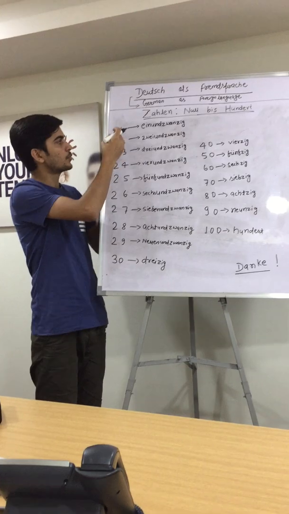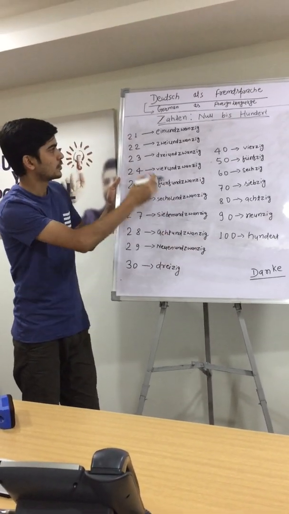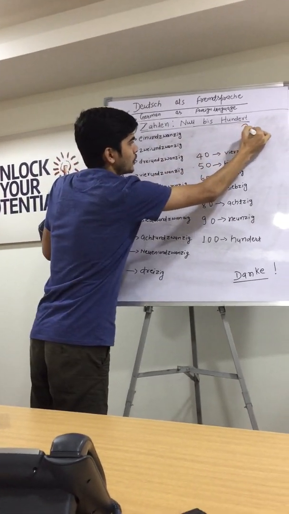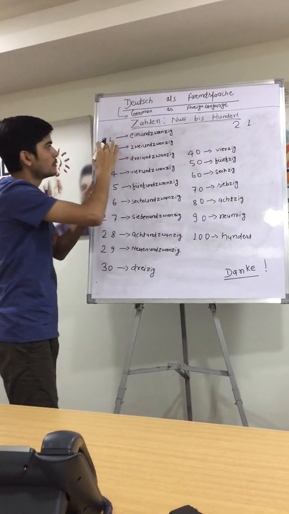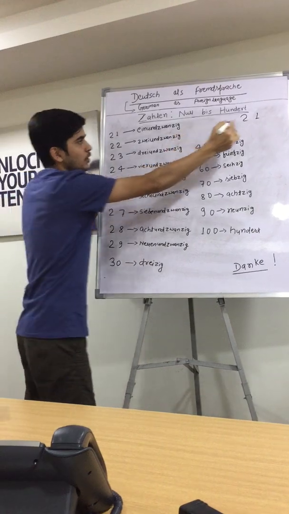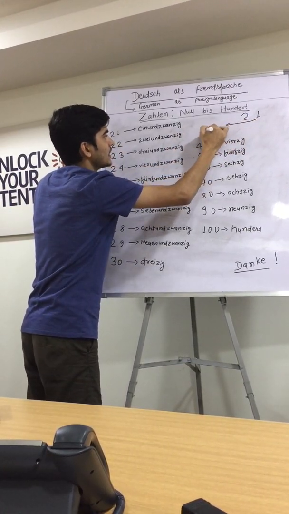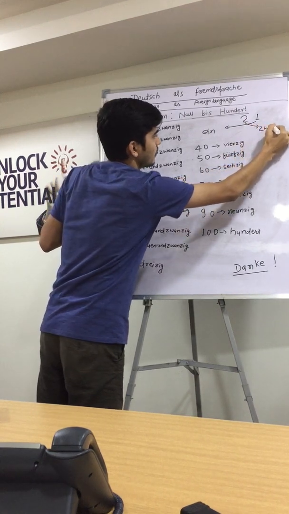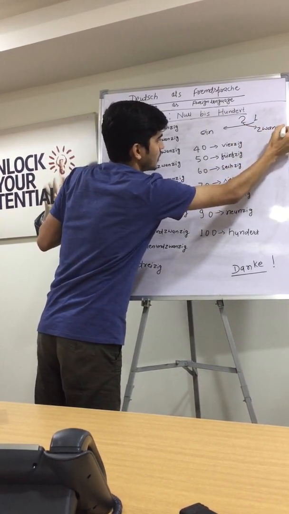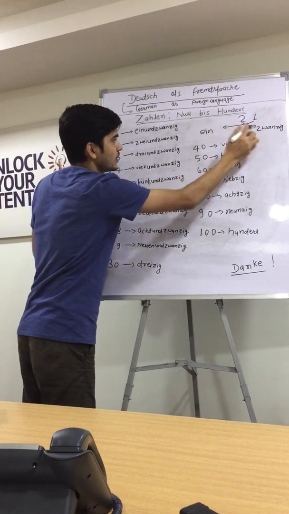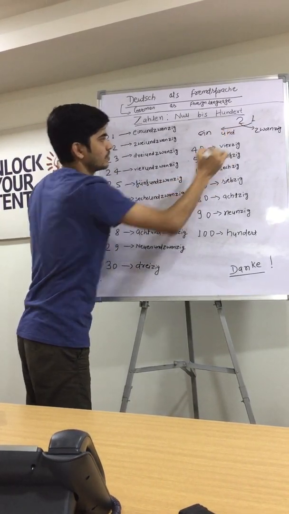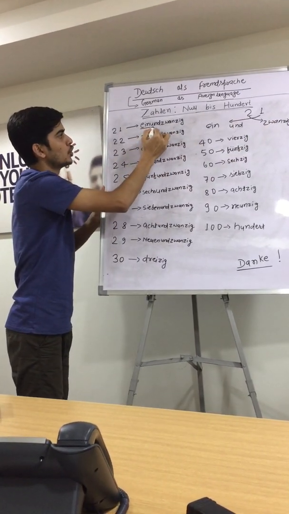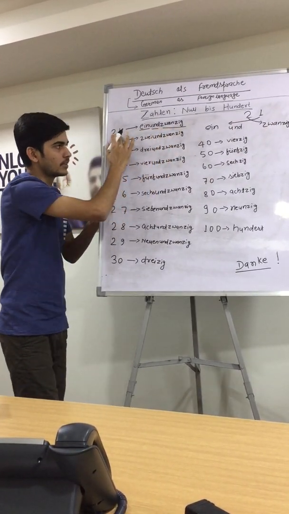Now we are doing from 20 to 100. So the 21 is 21. So how do we formulate them in German language? So this is ein, and this one is 20. And in between ein und 20 we put und. So that is 21. Ein und 20, 21.